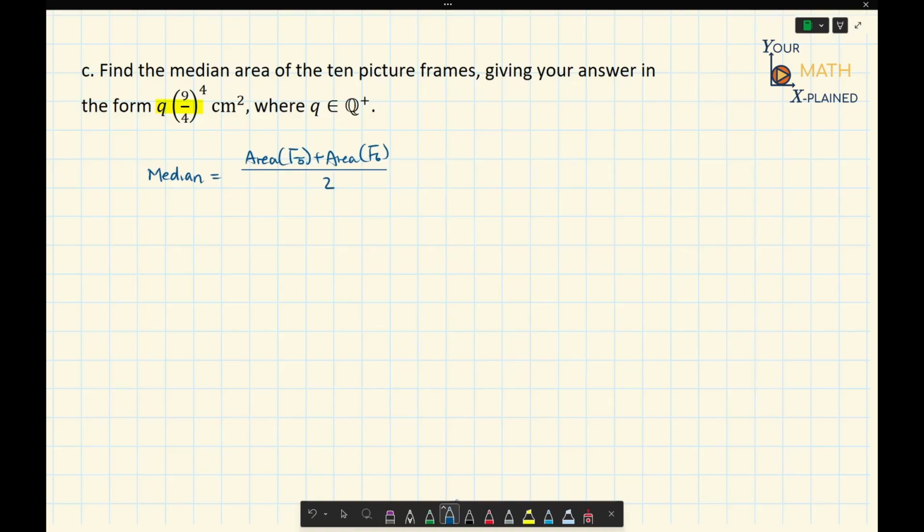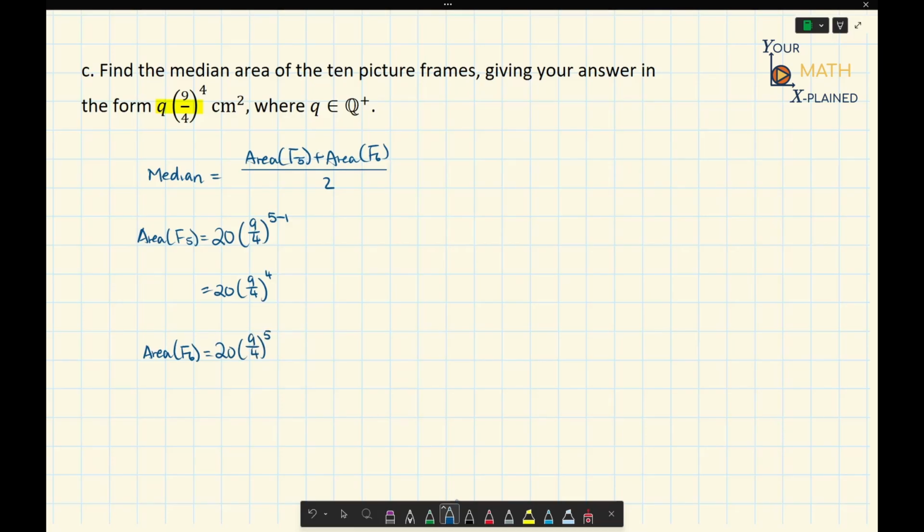So now we just need to go ahead and find the area of these two frames. The area of the fifth frame is going to be equal to the area of the first frame times the common ratio raised to the power of 5 minus 1. So this is equal to 20 times (9/4)^4. And the area of frame 6 is going to be 20 times (9/4)^5.